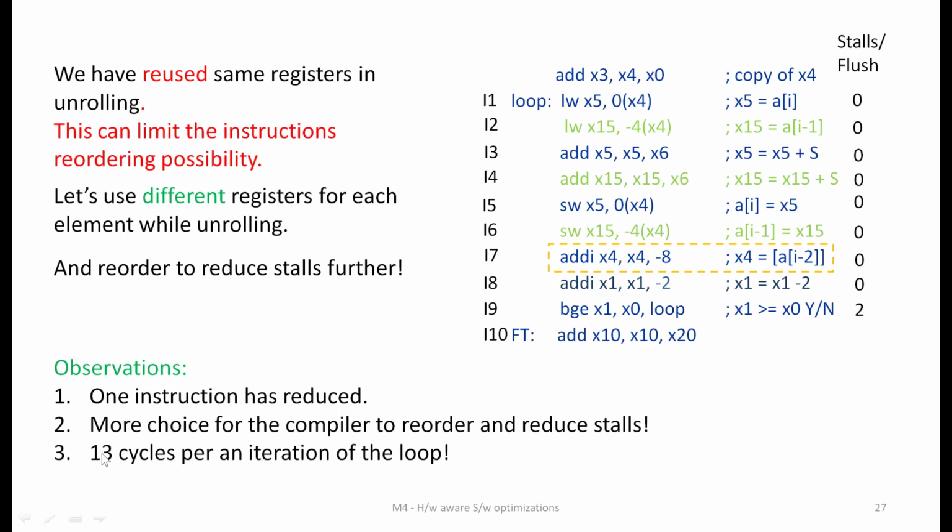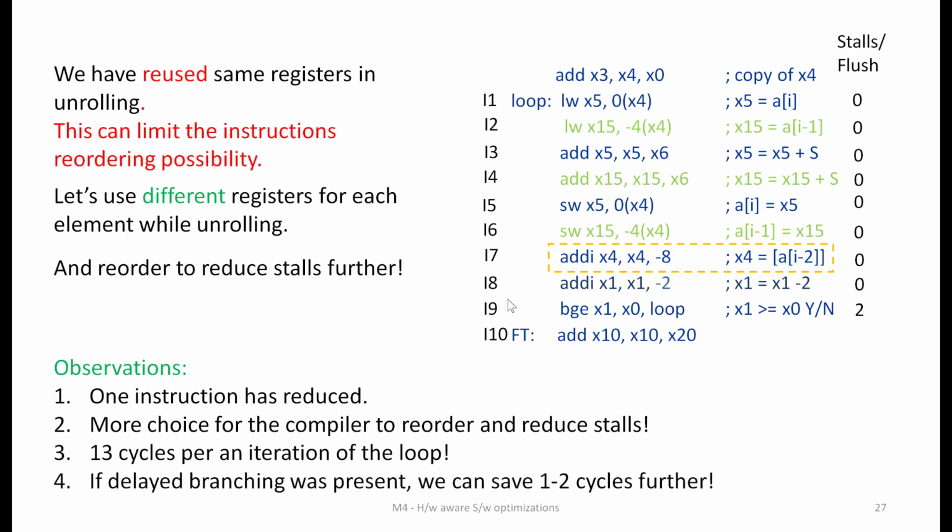Now we have effectively reduced one more stall, so we need 13 cycles per iteration of the loop in which we are handling 2 elements. It means the effective number of cycles per element has now come to 6.5 cycles. We have brought it down from 10.